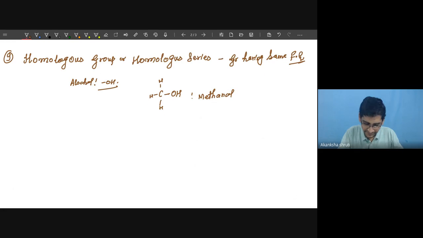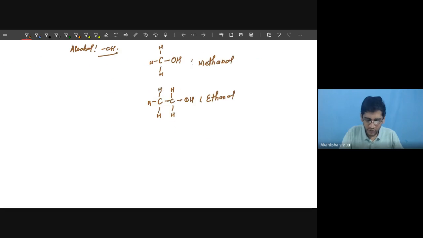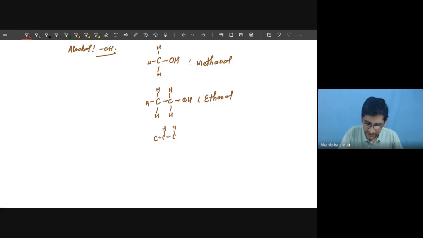Another, in place of one carbon there could be two carbons, and their valencies are filled by the hydrogen, but it must contain this OH group. It is called ethanol. In place of two carbons there can be three carbons, whose all valencies are filled with hydrogen.